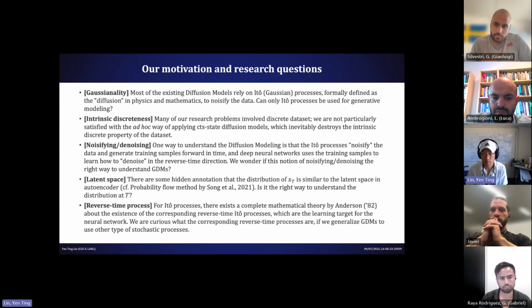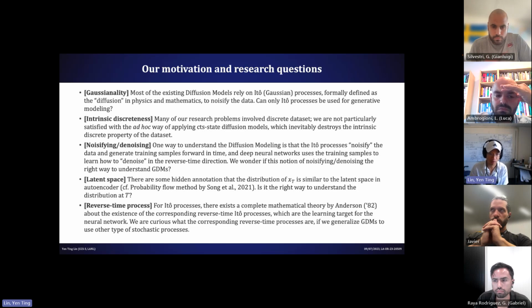Now, the fourth is a minor technical point: there is some hidden notion that the terminal distribution of XT is similar to the latent space in an autoencoder. And Luca, you work on variational autoencoders, you know there is a certain kind of latent information bottleneck. And then we can probably learn some structure in the latent, that's the idea. Now, we can only say there is this kind of notion. Theoretically, no one really said that.